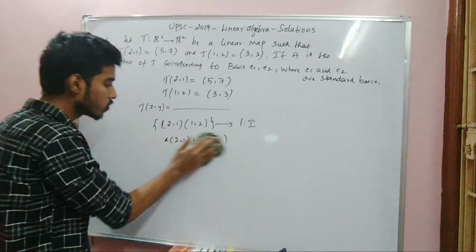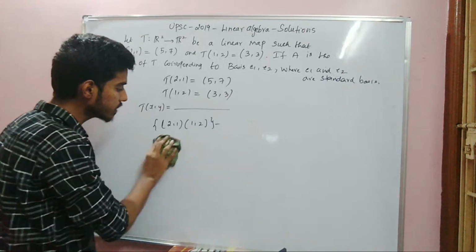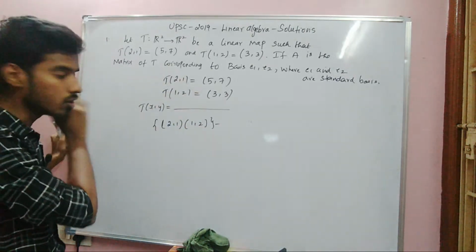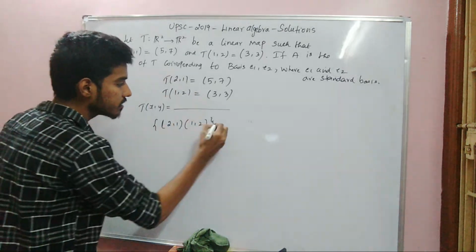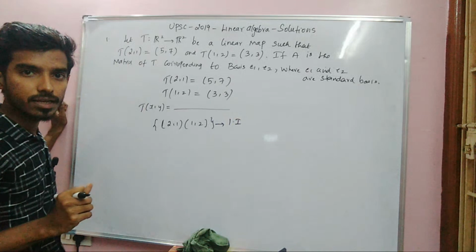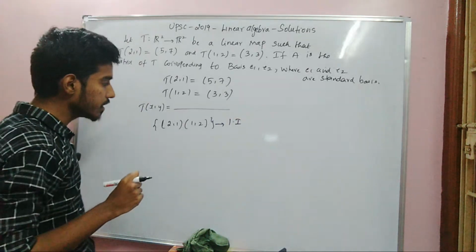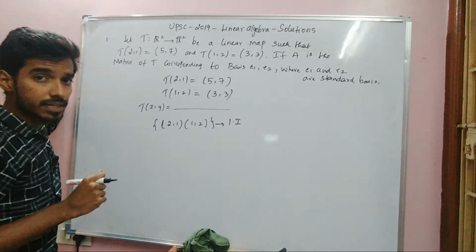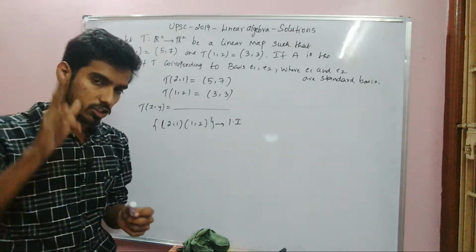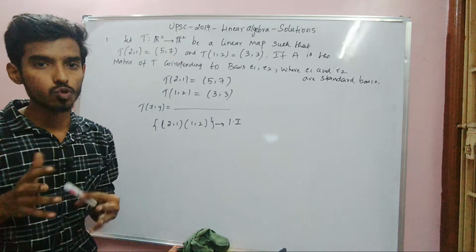So first I am going to show that this set is a basis. In order to show it is a basis, I need to check whether this set is linearly independent. Now how can I show a set is linearly independent? We can show that in two ways.